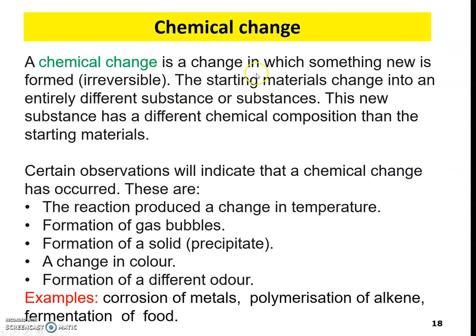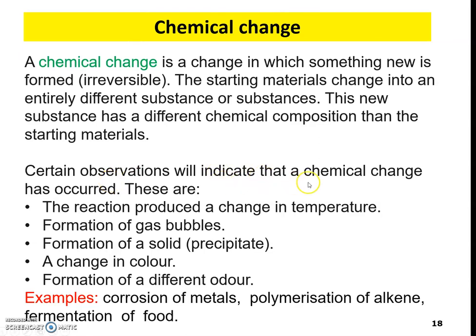Chemical change is a change in which something new is formed, and this process is irreversible. The starting materials change into an entirely different substance or substances. This new substance has a different chemical composition than the starting material.